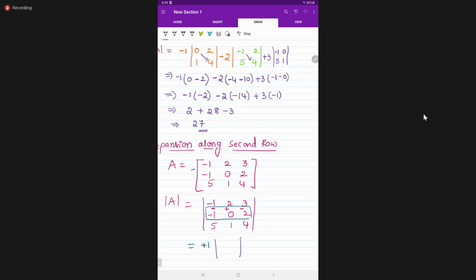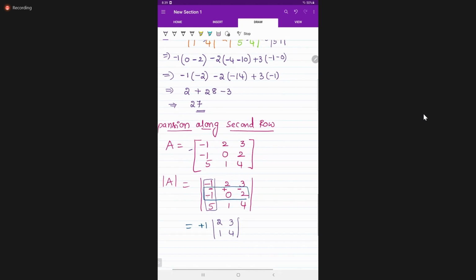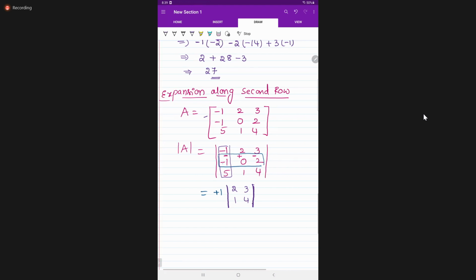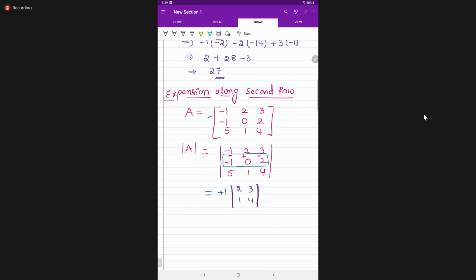Delete that row, delete that column: 2, 3, 1, 4. Are you following, students, all of you? Yes, ma'am. Ma'am, what is written after this? The heading: expansion along second row. Okay, ma'am. Ma'am, can you just move a little bit to the right? First listen, after that you can copy.